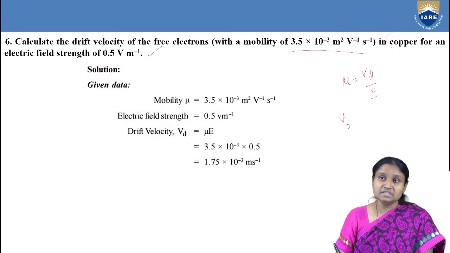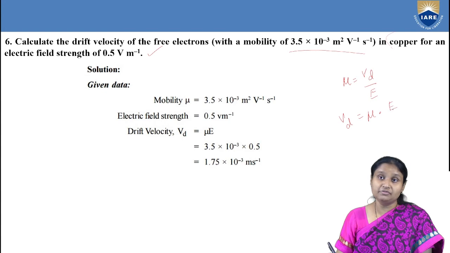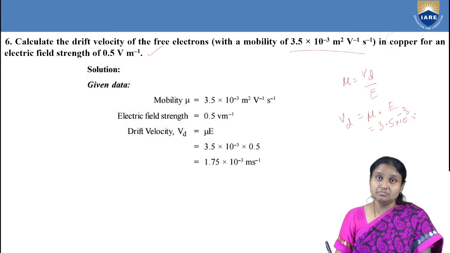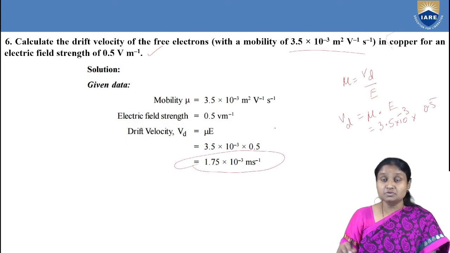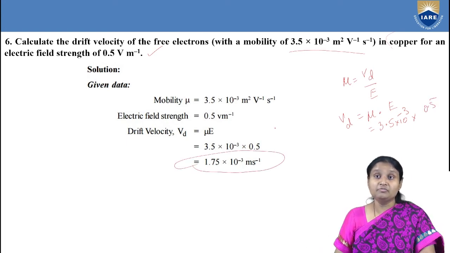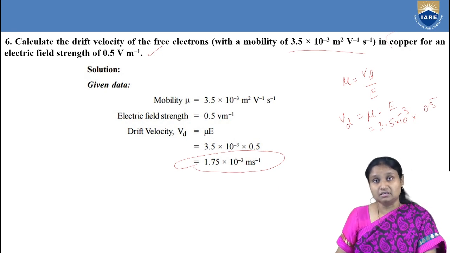For that, we use a very simple formula where mobility is given as drift velocity per electric field applied. So drift velocity will be the product of mobility and electric field. Mobility is given as 3.5 into 10 power of minus 3, already in the MKS system, and the electric field is also given in the MKS system, which is 0.5. When we simplify, it comes out to be 1.75 into 10 power of minus 3 meters per second.